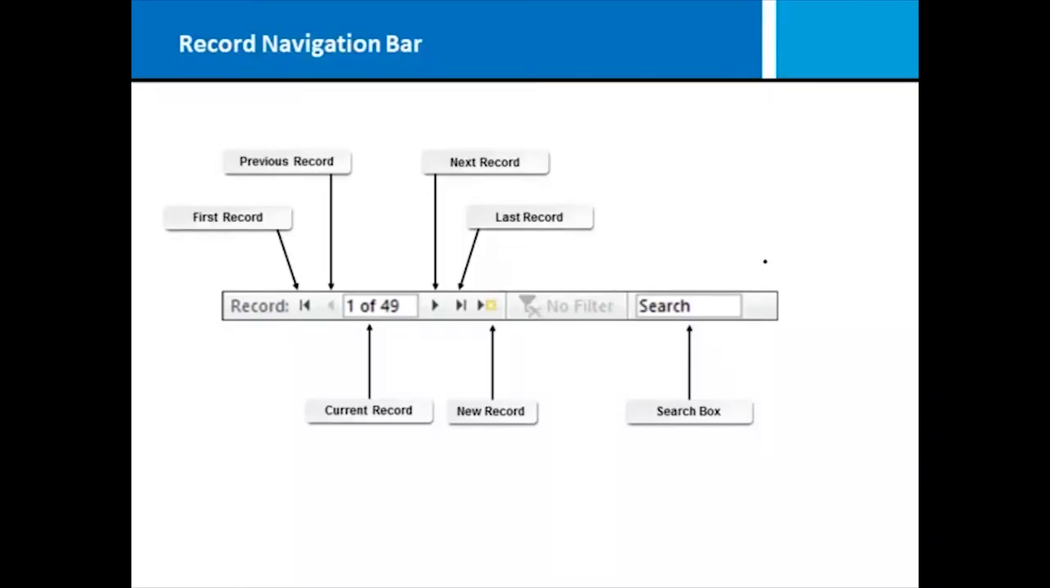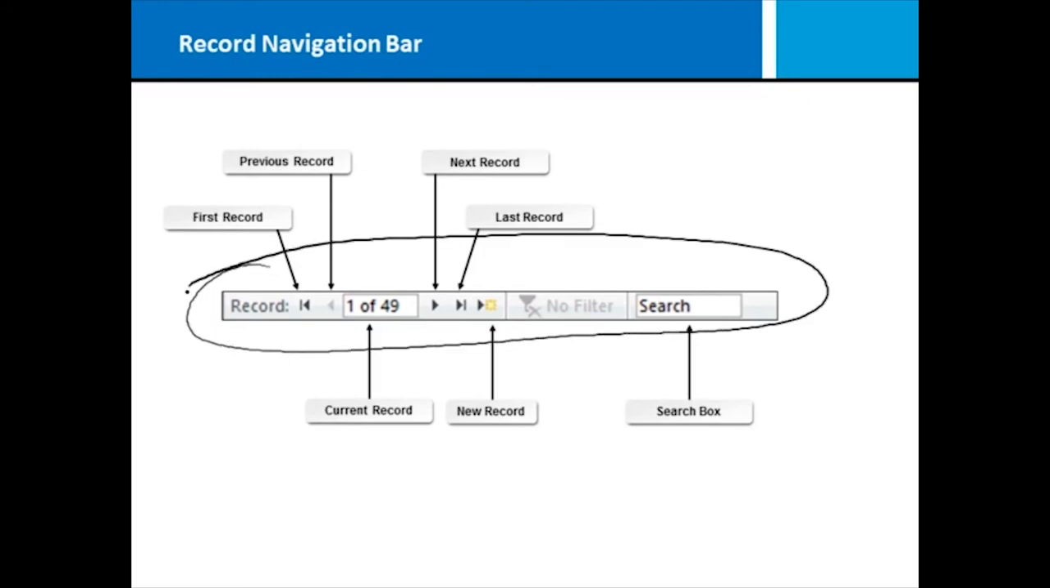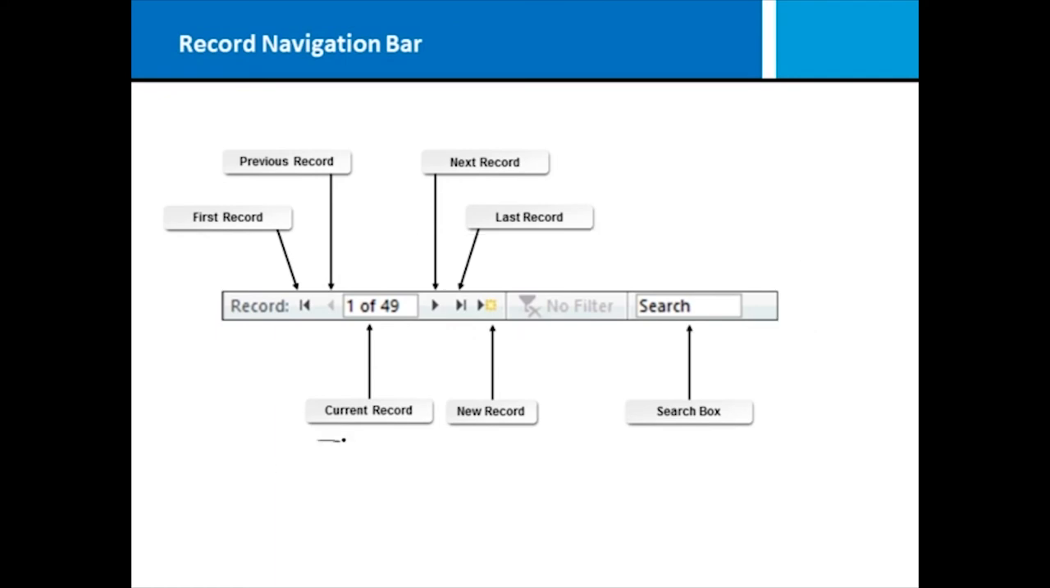When you're looking at records, you will see that you have a navigation bar down at the bottom of your screen. So if you look for the navigation bar, you're going to be able to see a few things, like the current record that you're on. Right now we're on record number 1 of 49. If I wanted to go to record 10, I could click right in here, type in 10, and hit enter, and it's going to bring me to that record. You can go to the previous record, or the next record, or the first record, or the last record.